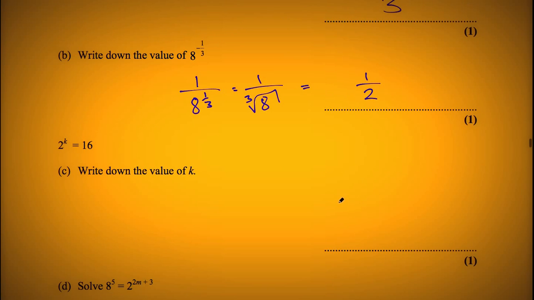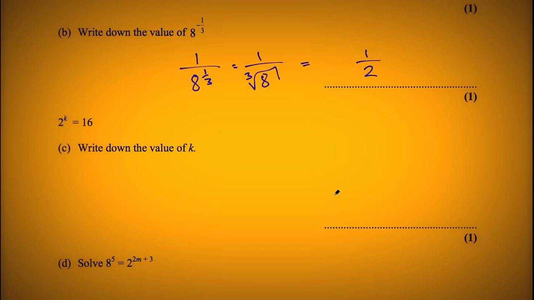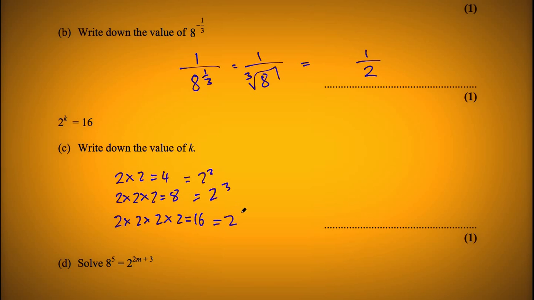Part C, 2 to the power of k equals 16. Write down the value of k. So 2 times 2 equals 4, that's 2 squared. 2 times 2 times 2 equals 8, that's 2 cubed. 2 times 2 times 2 times 2 equals 16, and that's 2 to the power of 4. So we've got 16, k must equal 4.